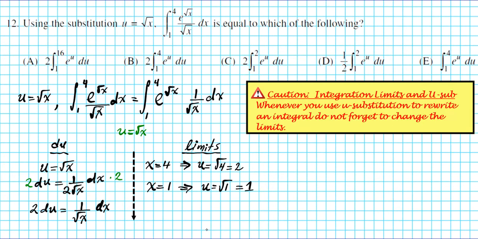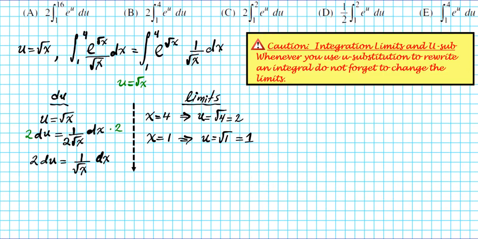Okay? Alright, so we are now ready to write down our new integral using U-substitution. Alright, so the original integral is the integral from 1 to 4 of e to the root x dx, times 1 over root x dx.